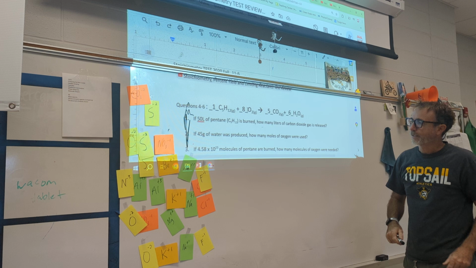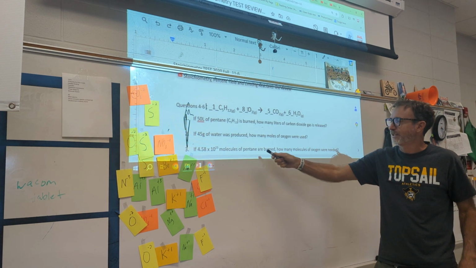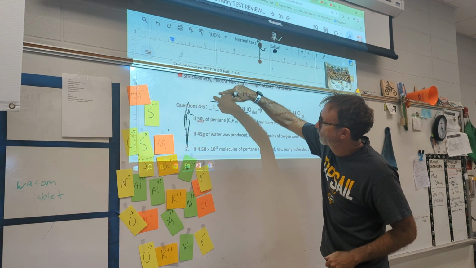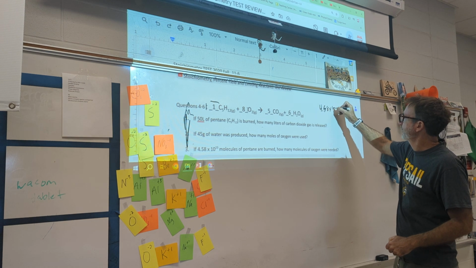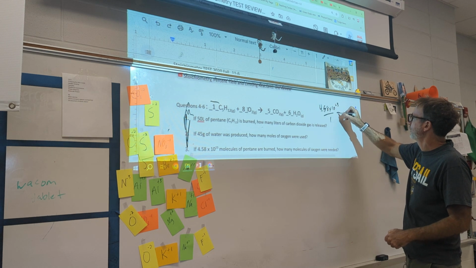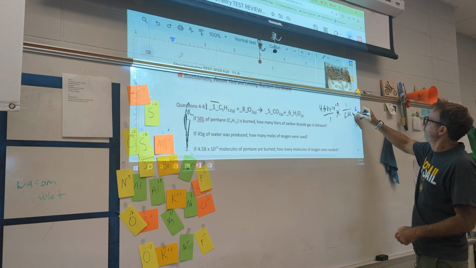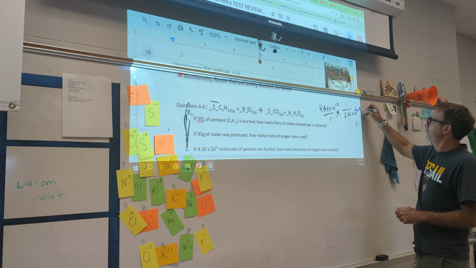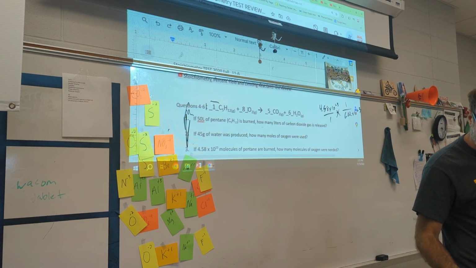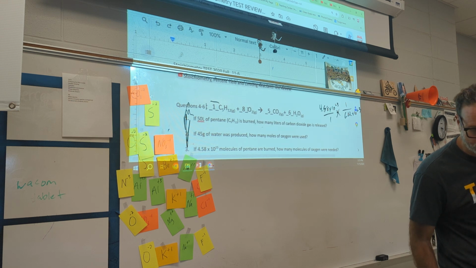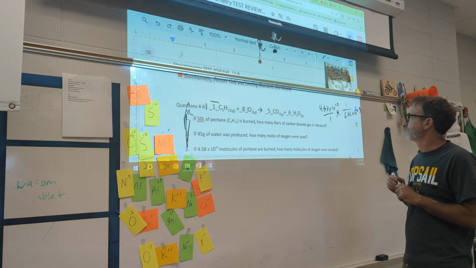If 4.58 times 10 to the 23rd molecules of pentane, we got to put a number here. 4.58 times 10 to the 23rd, we got to convert that to moles. That's how we convert it to moles. So 4.58 times 10 to the 23rd divided by 6.02 times 10 to the 23rd gives us 7.61 times 10 to the 22nd.